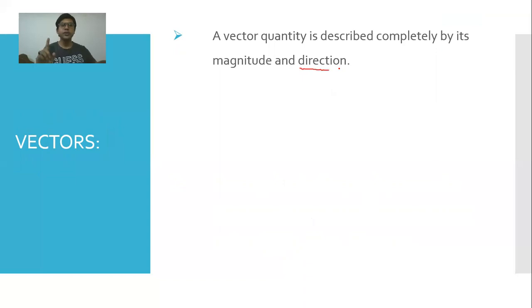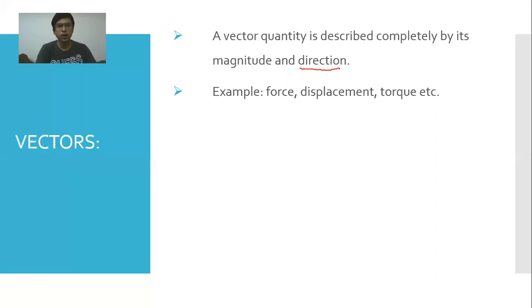In order to describe a vector quantity, it is very important that you describe its magnitude as well as its direction. How? We will look at some examples in order to understand it. So a vector quantity is a quantity that is described completely by its magnitude and its direction. For example, force, displacement, torque, all these quantities are vector quantities.